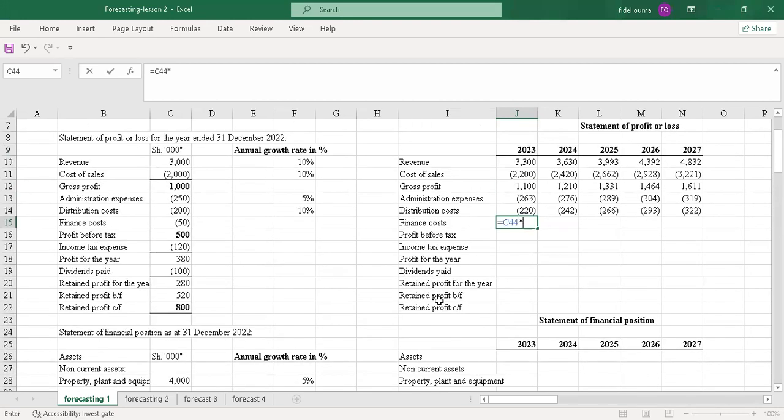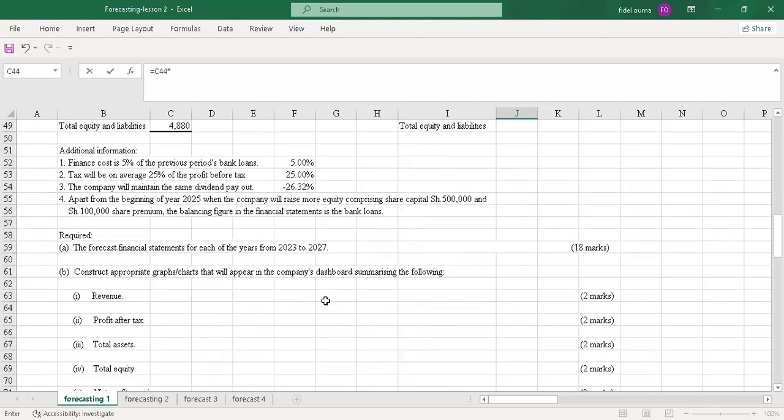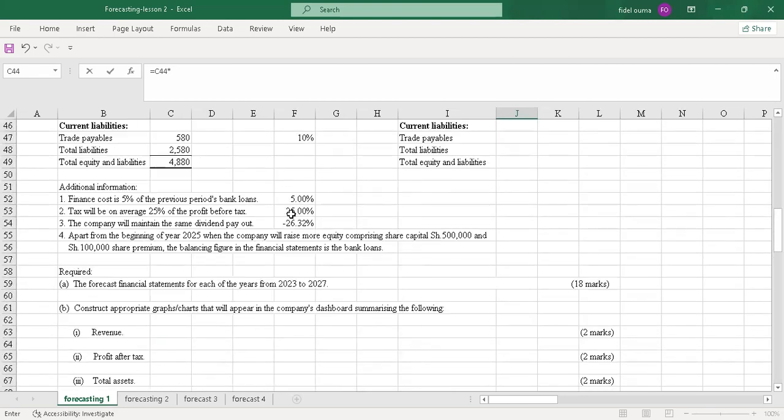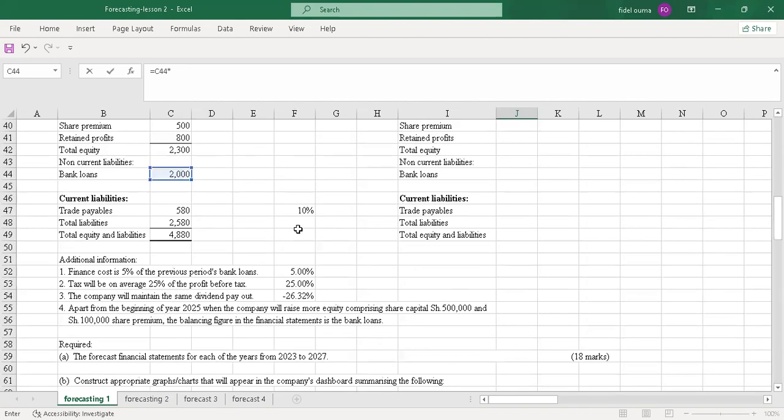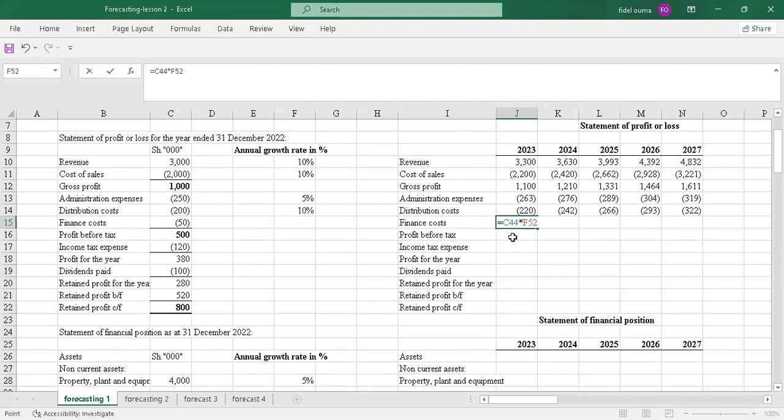And I multiply by 5%, because that's what we are told is the finance cost: 5% of the previous period bank loan. So I'll pick the 5%, just pick it there, and enter. Let me change this to negative because it's supposed to be negative. So I get 100 as finance cost.